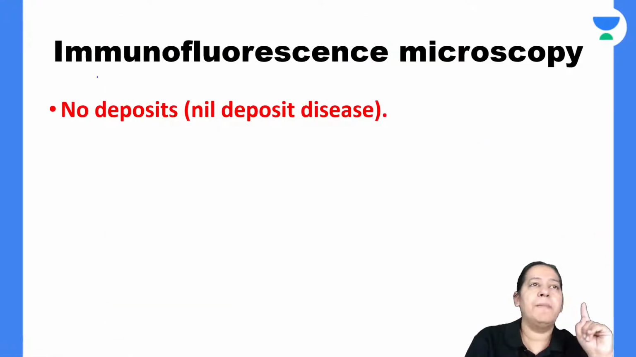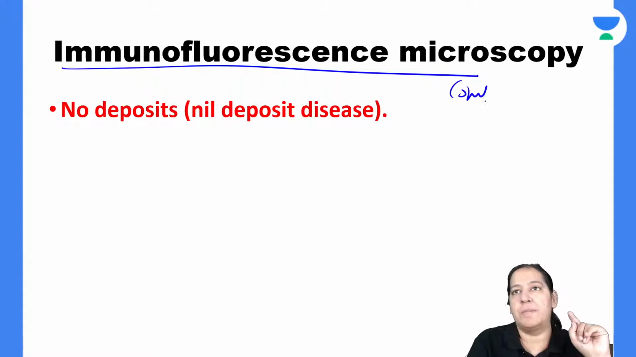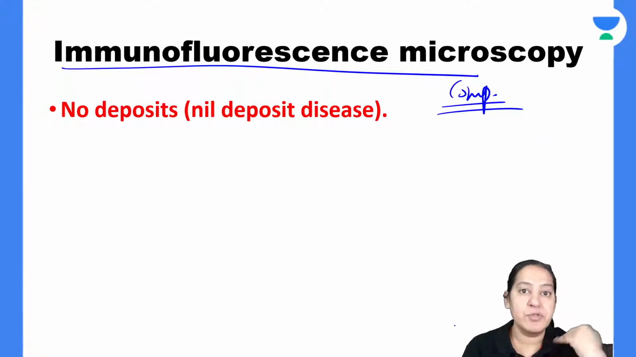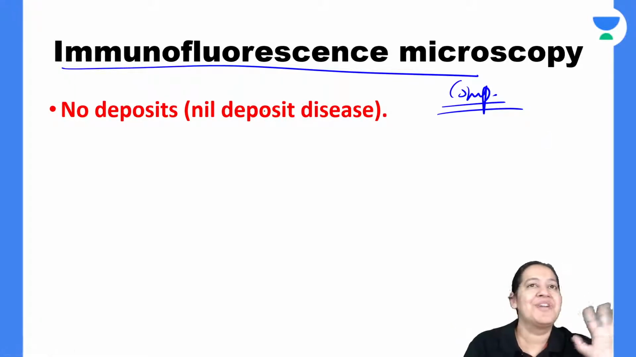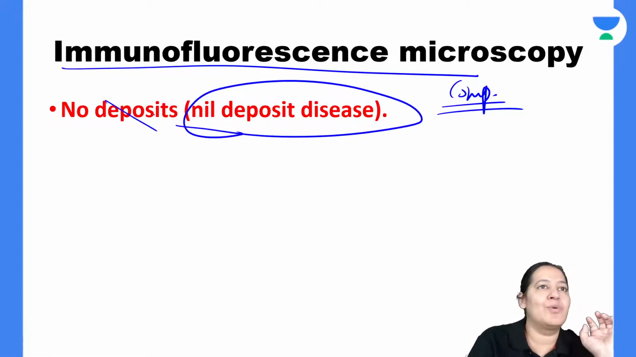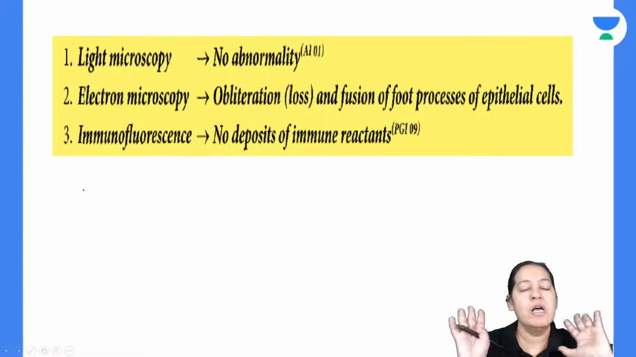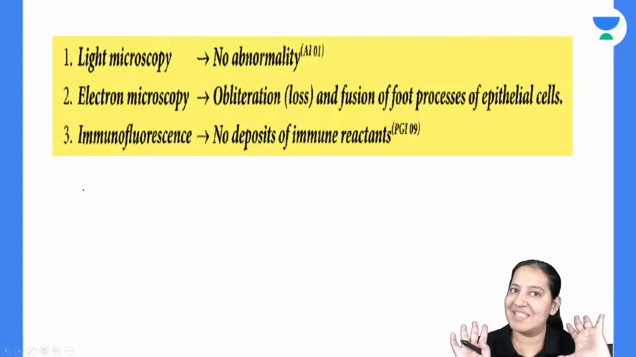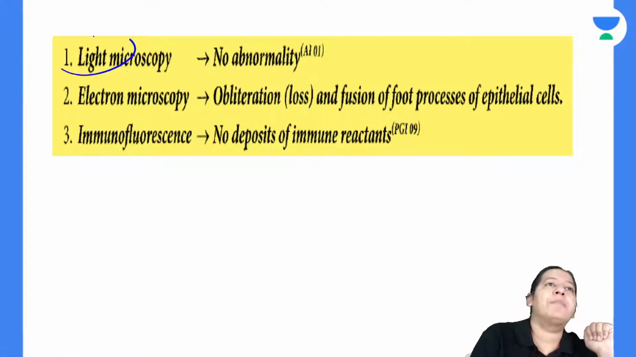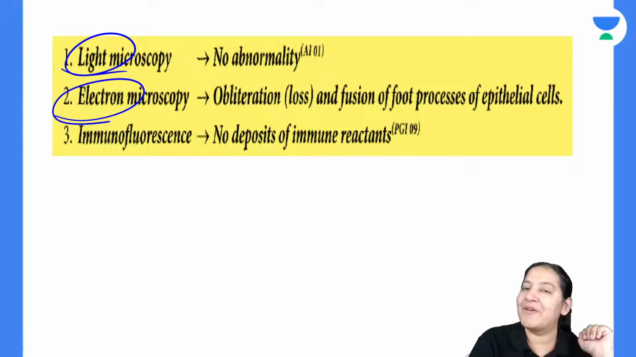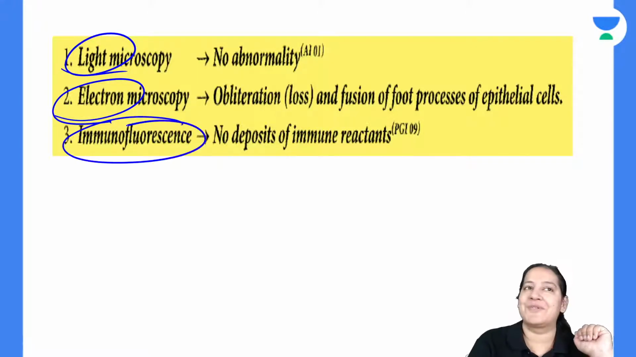Have you got it? Immunofluorescence tells us the composition of the deposit. But to tell the composition, there should be a deposit. There is no deposit. No deposit because it is nil deposit disease. So no deposit, no composition. Have you got it? So there are three types of microscopy. The summary is in front of you. What about light microscopy? What about electron microscopy? What about immunofluorescence microscopy? Who will tell me?